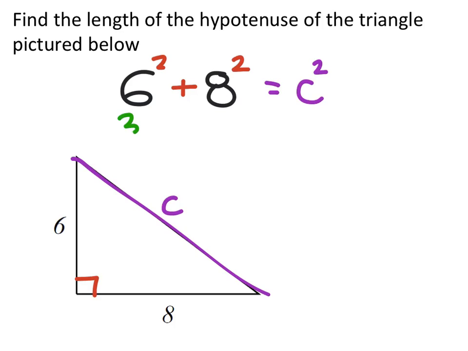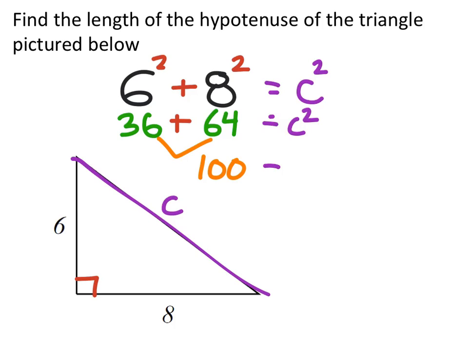6 to the power of 2 is 36. And 8 to the power of 2 is 64. So yeah, we're still going to add those together to get whatever c to the power of 2 is. And let's go ahead and add those together. 36 plus 64 is 100, which equals c to the power of 2.